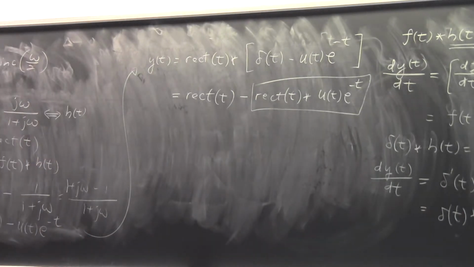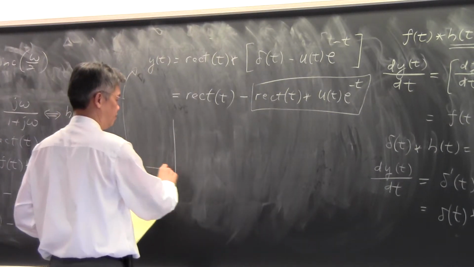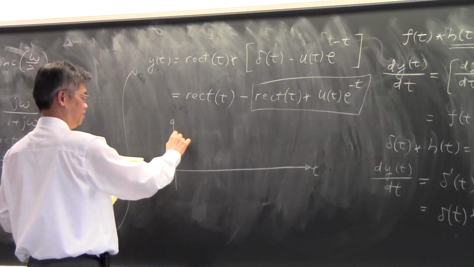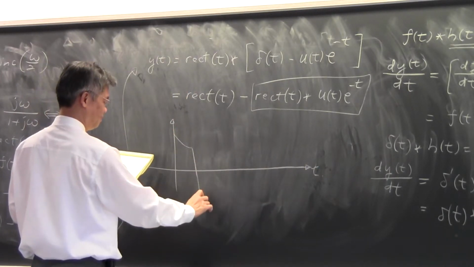So I won't go through the second exercise because I think we did a very similar example before. You write the rect of t as two unit step functions, convolve them, and then you do the second part. Okay? So I'll just tell you the answer. The answer looks something like this.